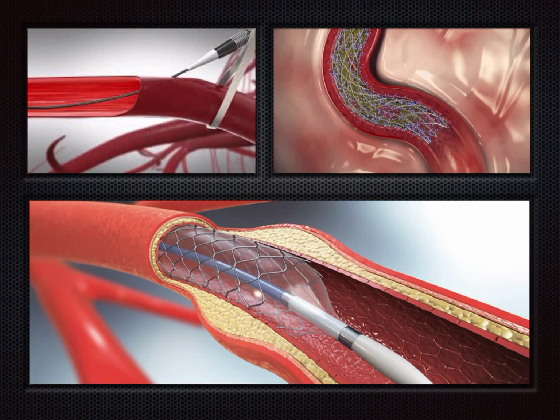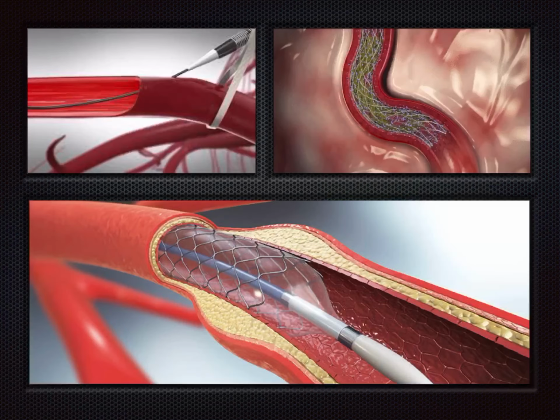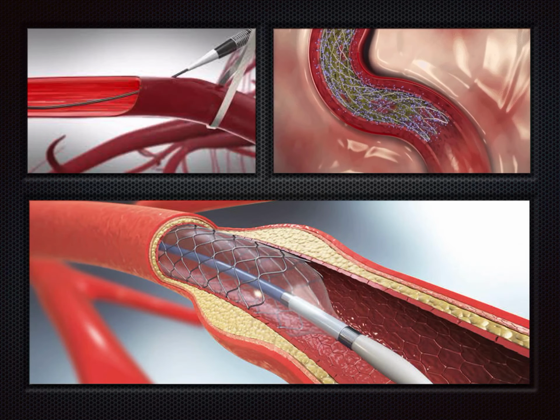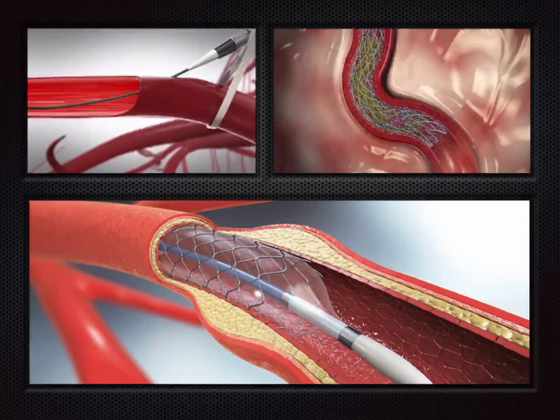And this is some diagrams of some stents in action here. So you can see the mesh is holding it open there, and that allows the blood to travel down the blood vessel.